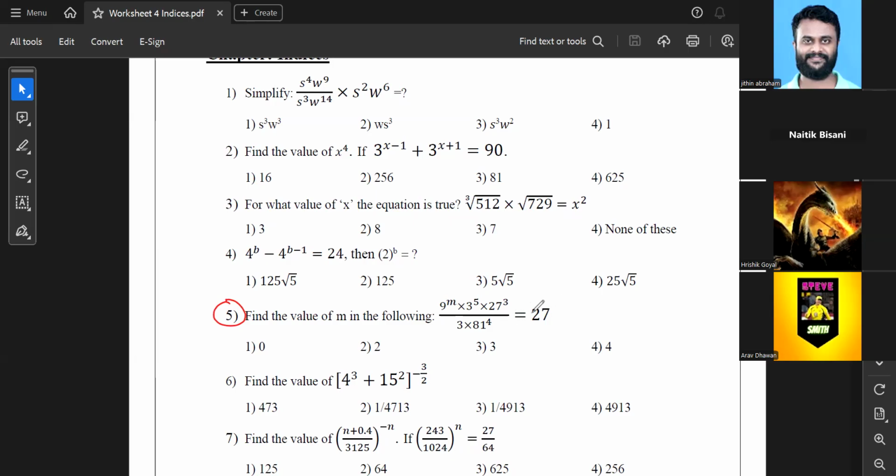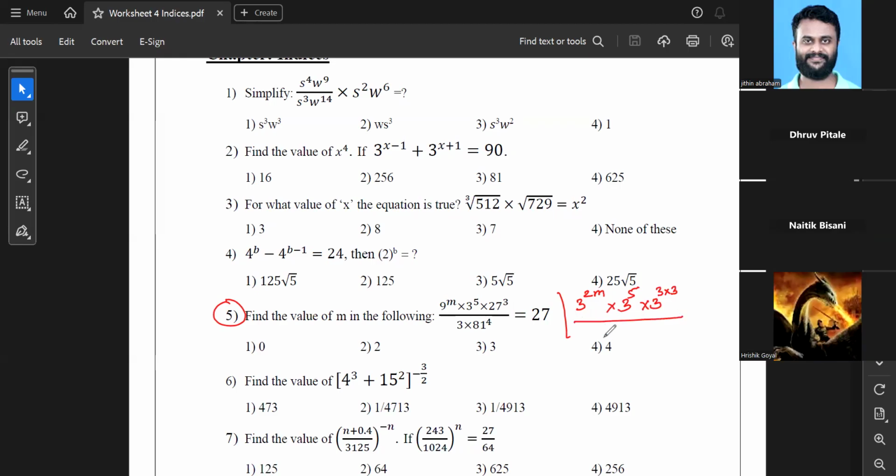Now this I can rewrite as 3 raised to 2 raised to m, which means multiplied by m, multiplied by 3 raised to 5, multiplied by 27 itself is 3 raised to 3. So the 3 raised to 9. This goes as 3 raised to 1, multiplied by 81 is 3 raised to 4, 3 raised to 4, 3 raised to 4, which becomes 16. For others, I'm just writing everything in steps so that everyone is following. It is equal to 3 raised to 3.